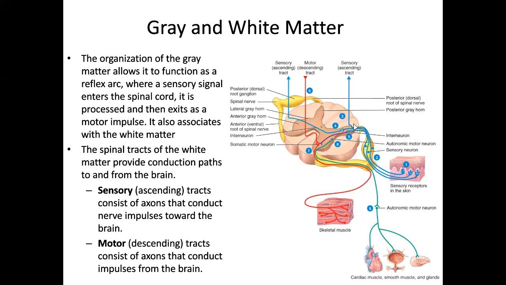Now, those white matter tracts that I've been talking about, once again, already kind of talked about this, but think of your spinal cord when it comes to white matter like an elevator carrying signals up and down. Shown in blue there are the sensory ascending tracts that conduct nerve impulses up toward the brain. And then in red there, you see an example of a motor or descending tract, which is going to consist of axons that conduct impulses down from the brain. Okay. Descending or motor mean the same thing with that regard.